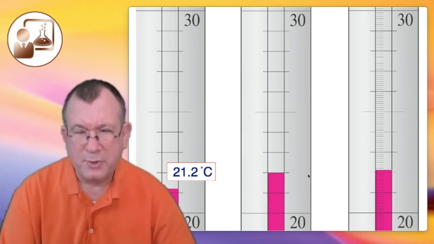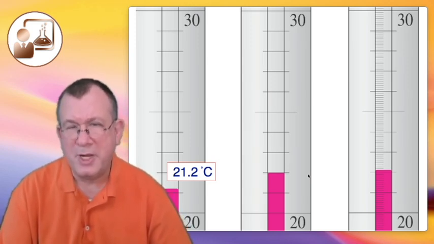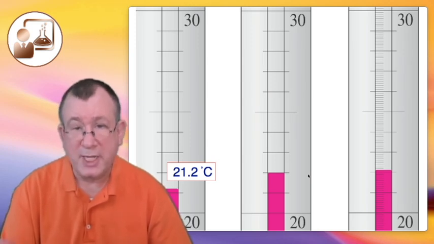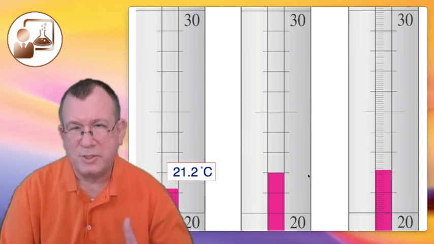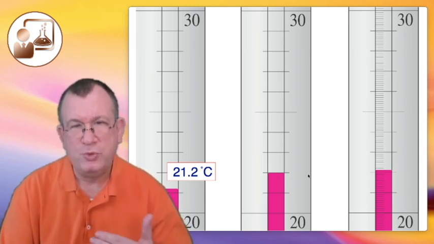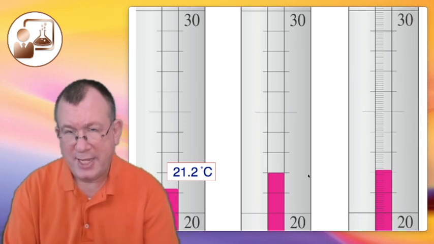How about the one in the middle? What would you put as your measurement for that? It's got at least 20. It's got at least 21. It's got at least 22. And now what's the amount between 22 and 23 that you would reasonably estimate for that estimated digit?